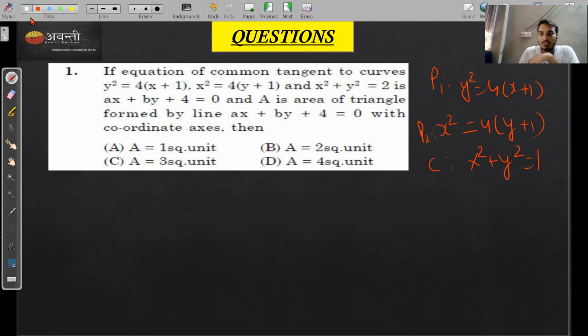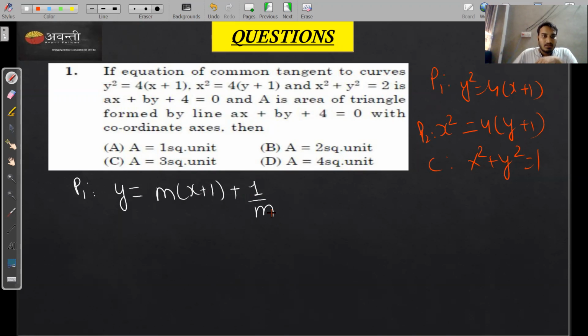So first of all, if this is a common tangent, let's find the common tangent between the parabolas p1 and p2. For p1, y square equal to 4ax, the equation of tangent is y equal to mx plus a by m. Here it is x plus 1, so similarly for the shifting of origin, y equal to m times (x plus 1) plus a by m, and a is 1, so it is 1 by m.